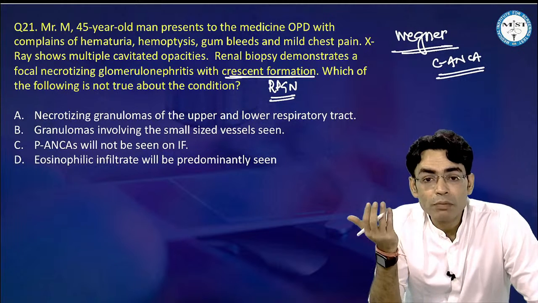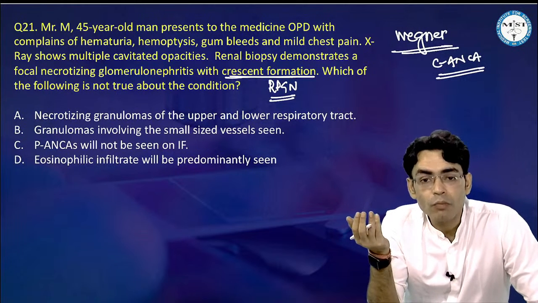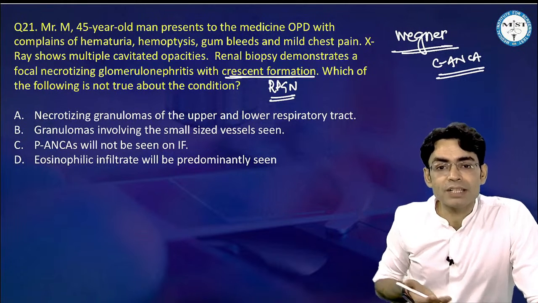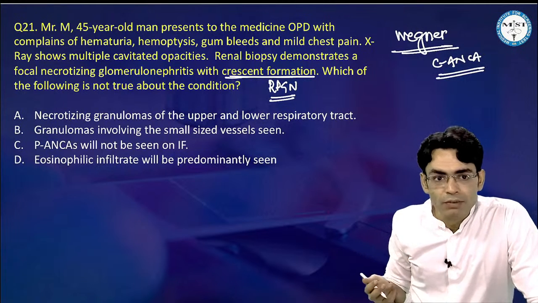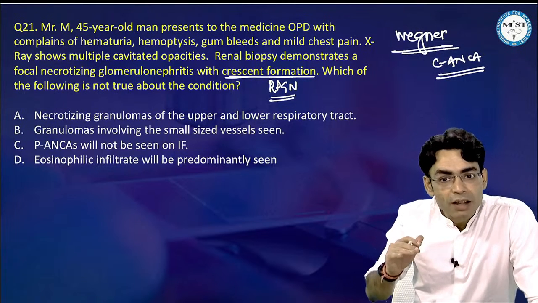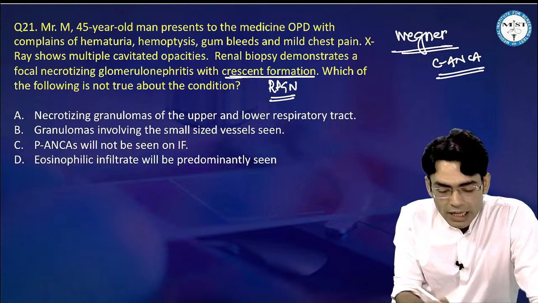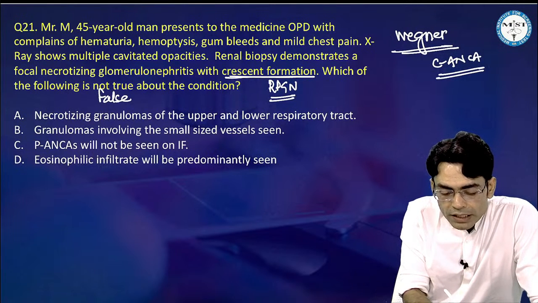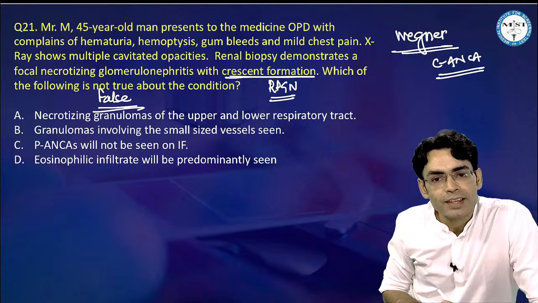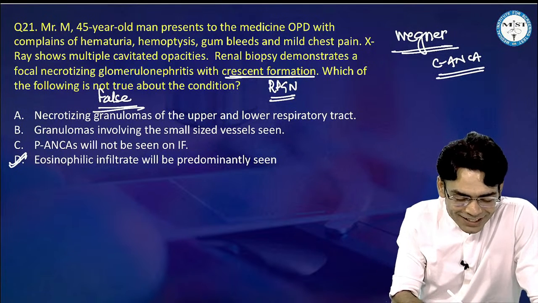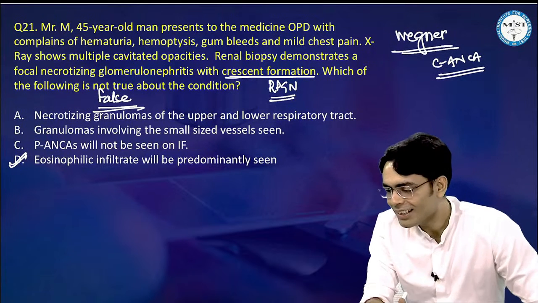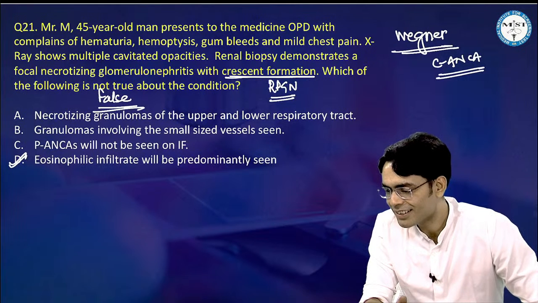P ANCAs will not be seen on immunofluorescence, yeah. Which kind of ANCA we are getting here is cytoplasmic ANCAs. So P ANCA will not be seen. So all these three statements are right. So they cannot be the answer, because what I need to find out here is the false statement. So the correct answer is D. The correct answer is D, guys.